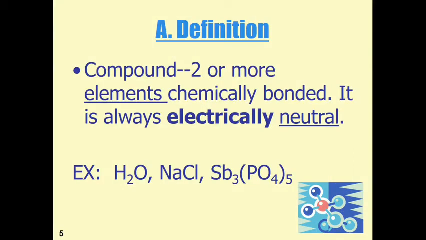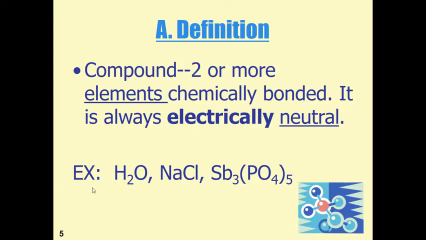Let's start by defining what a compound is. A compound is 2 or more elements, things straight off the periodic table, that are chemically bonded. And overall, the compound is electrically neutral. That means it might be made up of things that have charges, but overall, when you put those things together, it is electrically neutral. So if you have things that have charges within the compound, like an ionic compound, the charge of the cation must equal the charges of the anion.